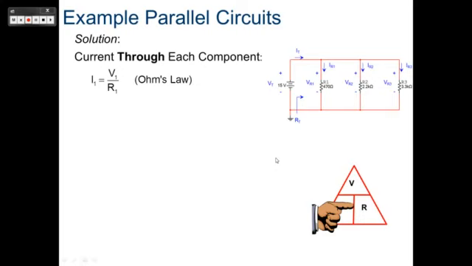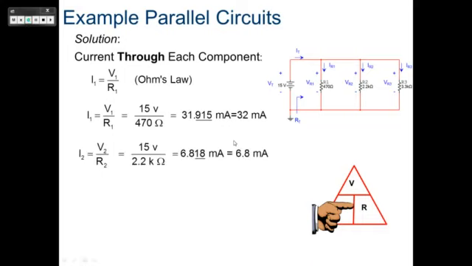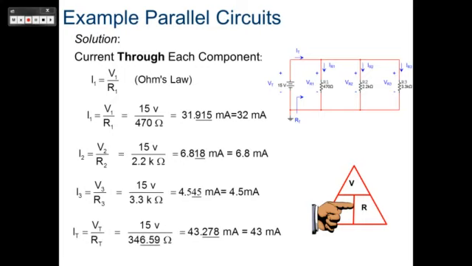To find the current through each component, I use Ohm's law. I take my total voltage, since it's the same in every single one of them, and divide it by the resistance at that value. So at resistor 1, I have 15 volts divided by 470 ohms, and I get a total of about 32 milliamps. I do the same at resistor 2, and I get about 6.8 milliamps. And I do the same at resistor 3, and I get 4.5 milliamps.